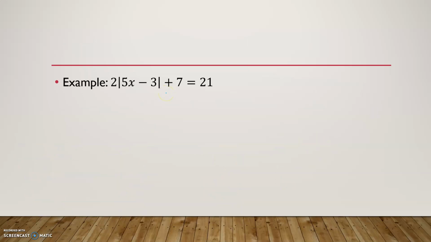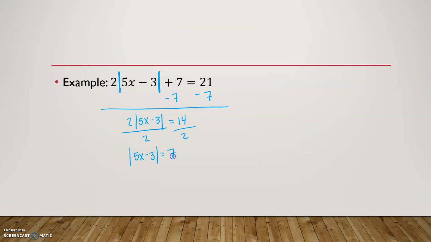So what do you think the first thing I need to do here is? In order to solve for an absolute value, I need to get the absolute value by itself. So I'm going to subtract 7 to both sides. And then I'm going to divide both sides by 2. Now, my absolute value is isolated and it's equal to a positive. And that's good because remember, absolute value is measuring distance, so it has to be positive.